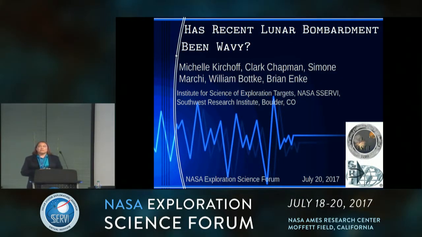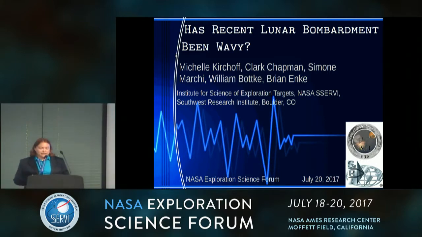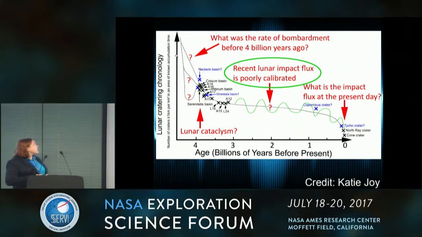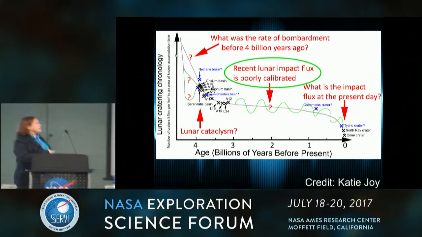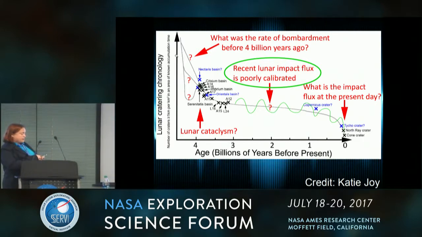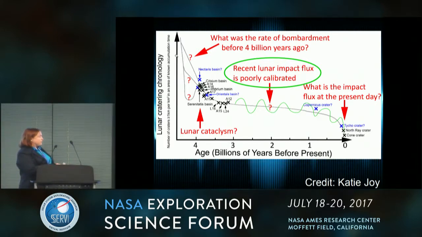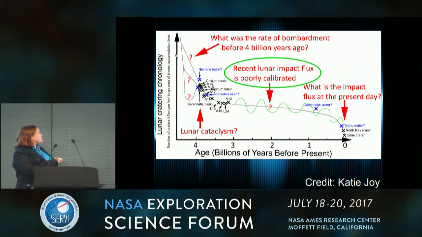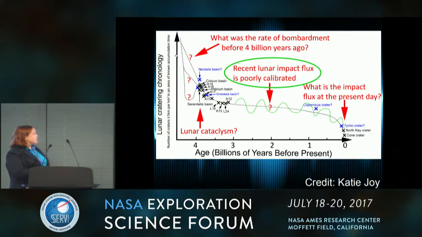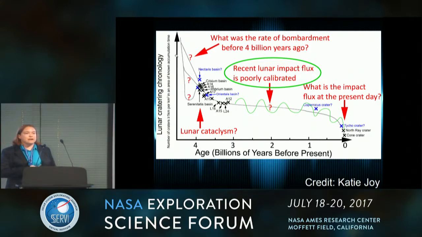Okay, so today I'm going to be talking a little bit about recent lunar bombardment in the last 3 billion years. This is a standard plot of lunar crater chronology. We have the number of craters accumulated over time versus age in billions of years. What we're looking at here is how the impact rate on the moon has changed over time, and this is constrained by both crater counts on the moon and results from analyses of lunar samples.